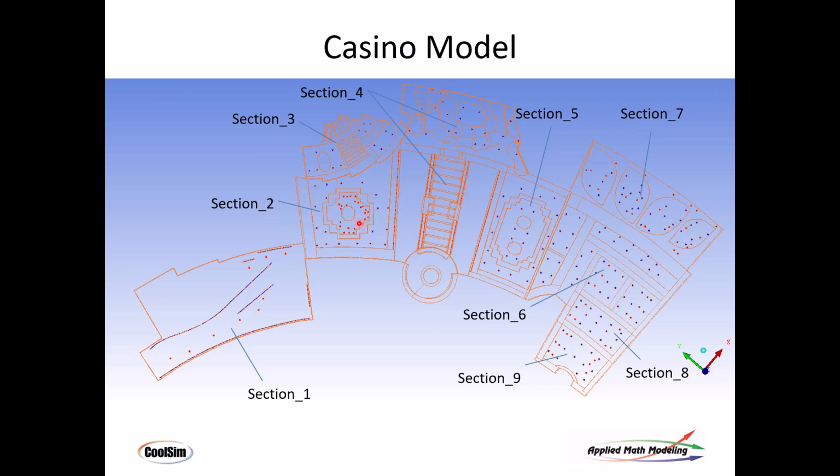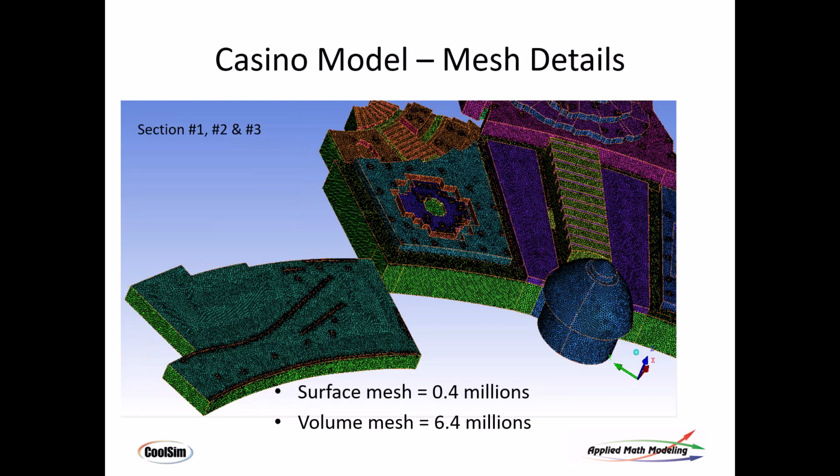The sections are all connected to one another through air flow, so the air is able to travel from one section to another. But we did break it up into sections just to keep the model reasonable in terms of size. This is a surface mesh of the entire facility.